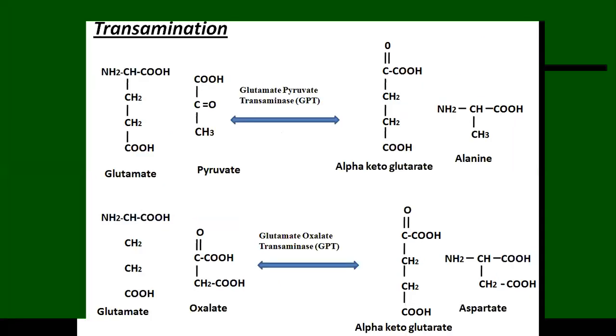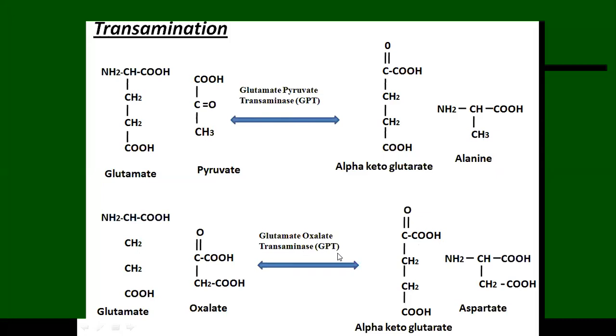Like here you can see, this is glutamate, and glutamate contains an amino group, and here is pyruvate. Now the glutamate will give this amino group to pyruvate and become alpha ketoglutarate, and the pyruvate will change to alanine. The enzyme is glutamate pyruvate transaminase. Similarly, glutamate will give the amino group to oxaloacetate and it will become aspartate, and glutamate will become alpha ketoglutarate. This enzyme is known as glutamate oxaloacetate transaminase.